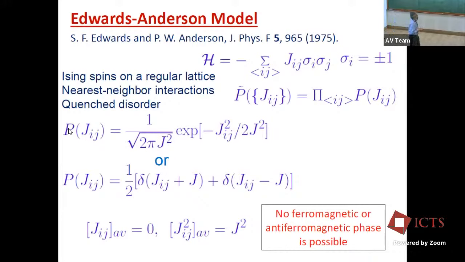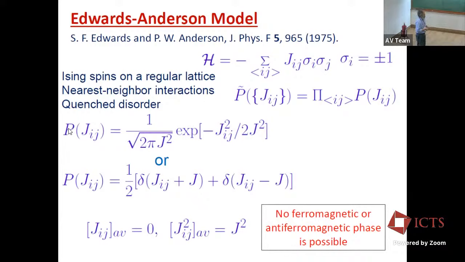But Edwards and Anderson basically made this problem simpler than copper manganese by saying that you have the spins sitting on a lattice, but the interactions are made random by hand. Then you don't have to worry about exactly what the spins are. The spins are sitting on a lattice, and to make it even simpler, one makes the spins Ising spins. So these are plus or minus one variables, sitting on a lattice, and only nearest neighbor spins interact. The brackets basically mean only nearest neighbor spins, and these Jij are constant in time, but they are random in the sense that they come from a probability distribution.